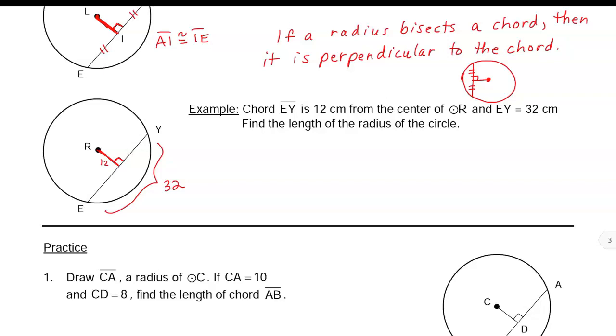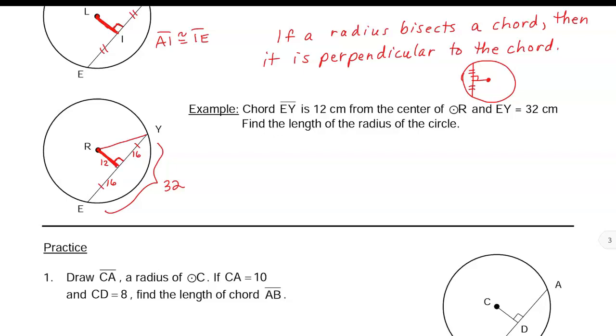Right now the radius is not drawn in, and my advice to you is to draw it in from the center of the circle to one of the endpoints of the chord. So I can draw it from R to Y, or I can draw it from R to E. I just need one of them. I don't need them both. Now, since the radius that's perpendicular to the chord bisects the chord, that means there's 16 of the 32 on this side and 16 of the 32 on that side, because the chord gets bisected when the radius is perpendicular to it. So that's this first radius here.